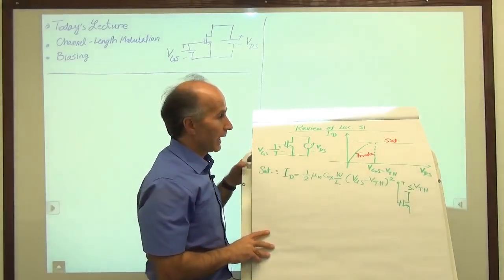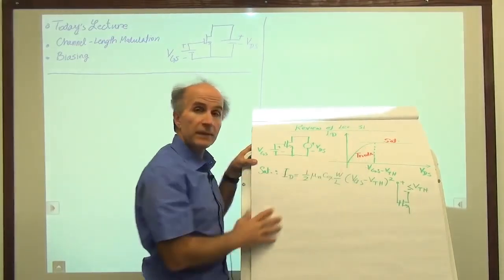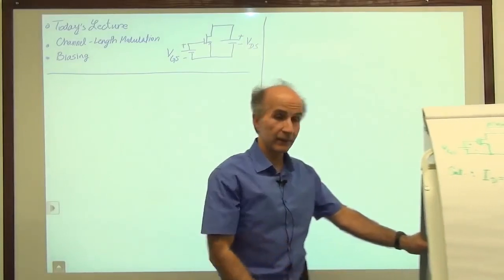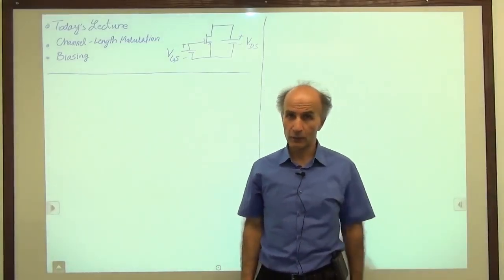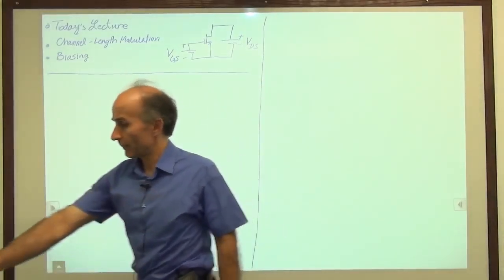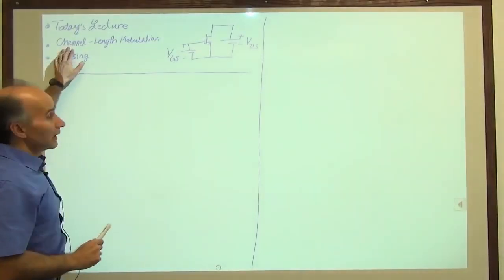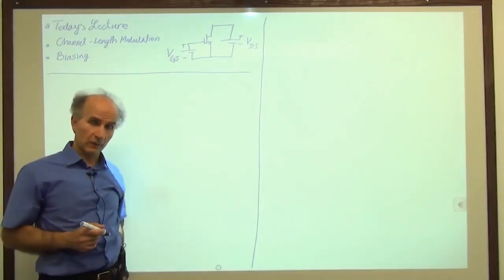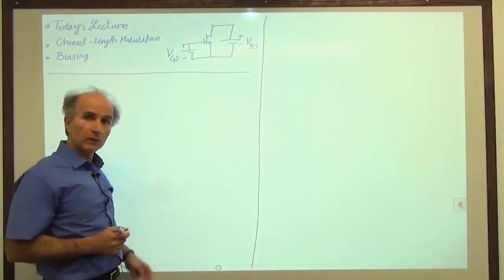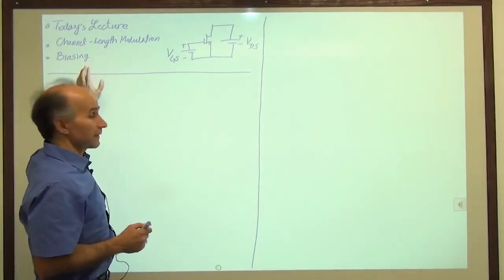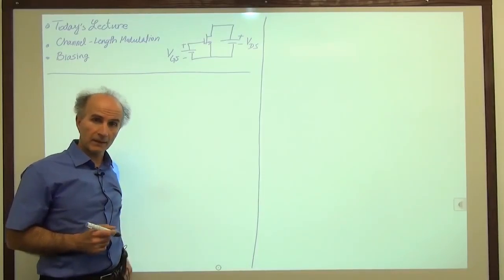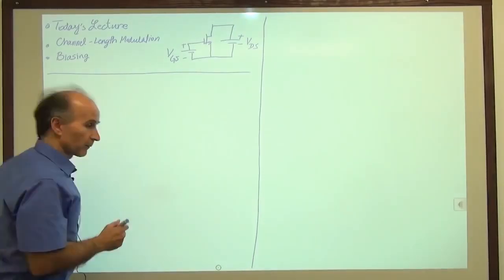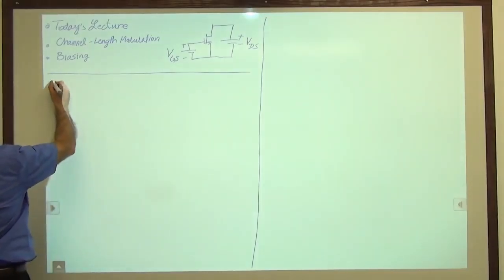All right. Today we want to look at this characteristic a little more carefully and see if it is really as ideal as I portrayed it to be. So we will talk about channel length modulation, which is one departure from that ideal behavior that we saw. And then we will approach the concept of biasing, a very important concept that is necessary in many types of circuits. So let's begin with channel length modulation and see what this is about.